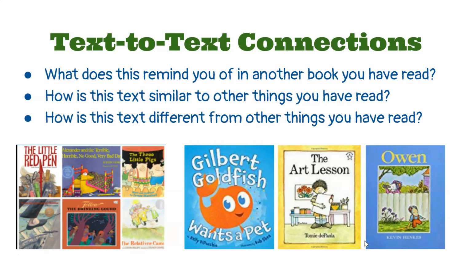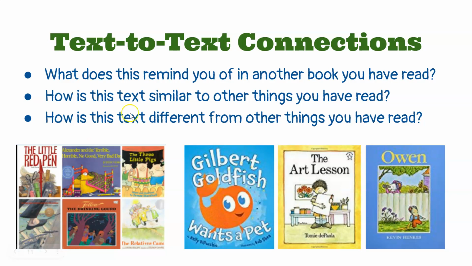So when you finish reading a novel or a short story, you spend time reviewing the key ideas and the elements that were used by the author. Okay. Then you may read another story using the same process. So let's say you read two stories. Okay, let's say Owen by Kevin Henkes. You read Owen. Okay. And then you read Alexander, the Terrible, Horrible, No Good, Very Bad Day.